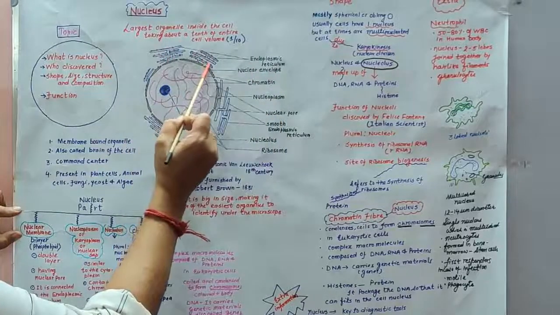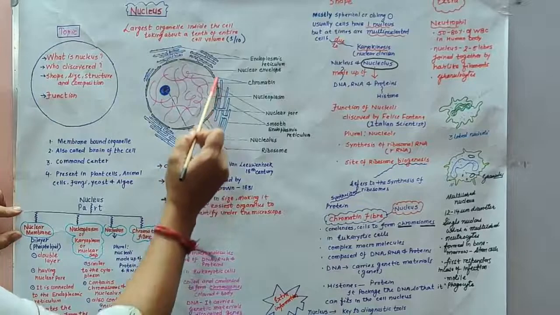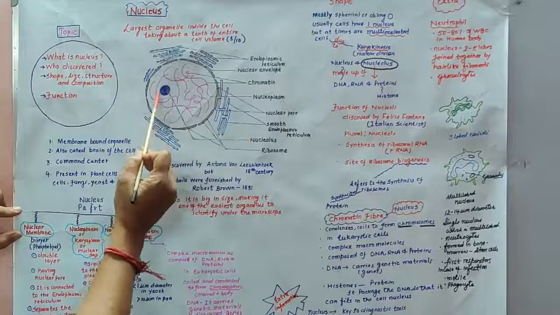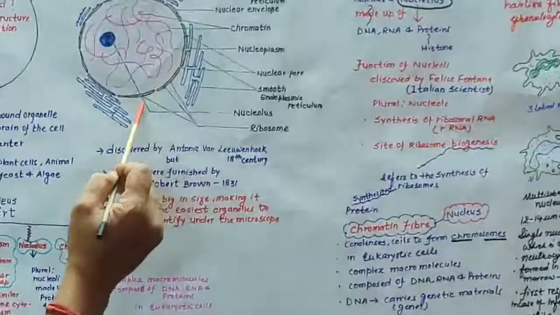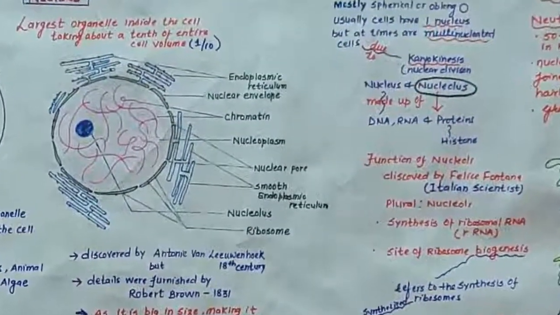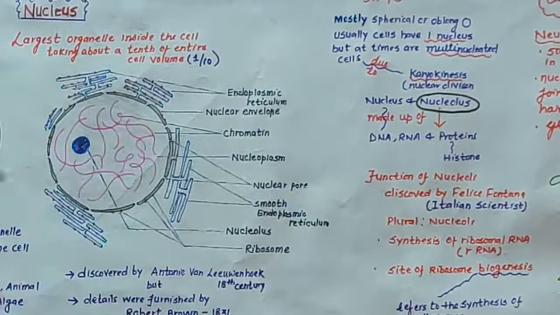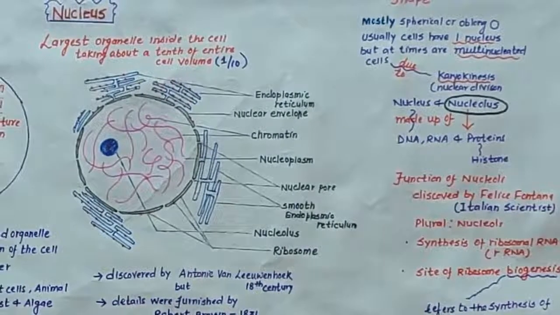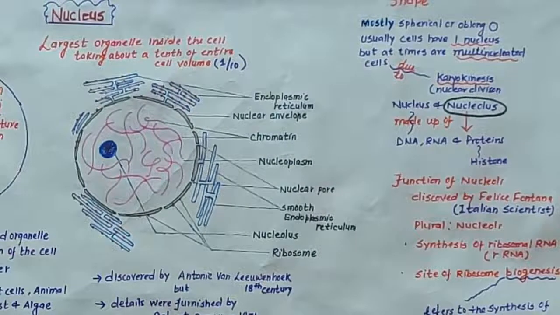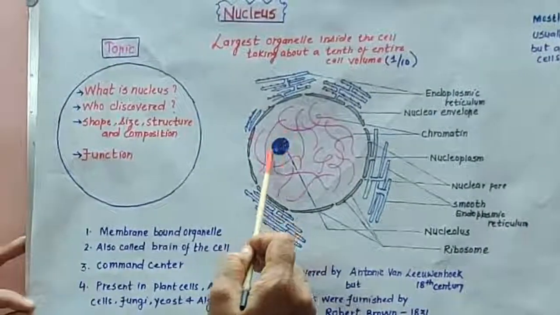This is the endoplasmic reticulum. This is chromatin fiber. This is nuclear pore. This is nucleoli. And these small red dots are called ribosomes, which are the site of protein synthesis. Come to the nucleoplasm. The fluid present inside the nucleus is called nucleoplasm. It contains chromosomes, nucleotides and enzymes.